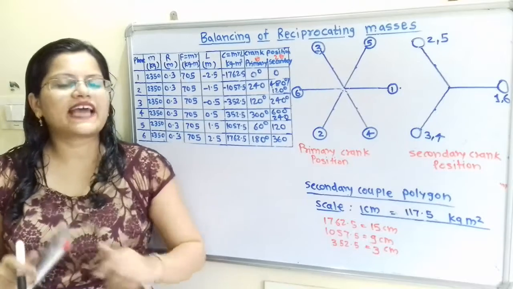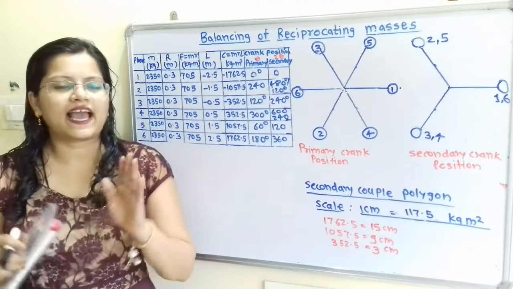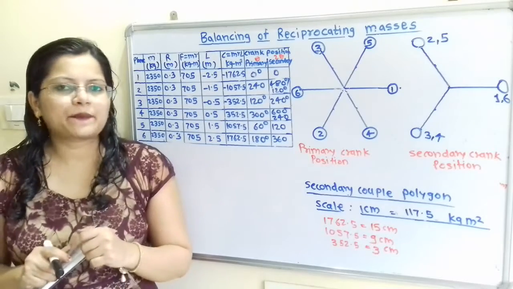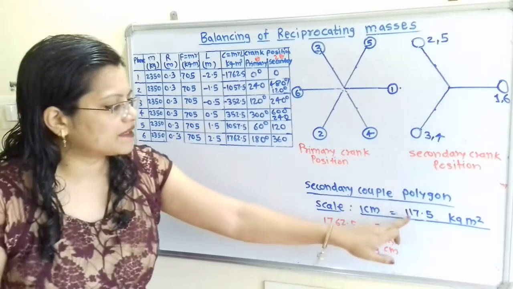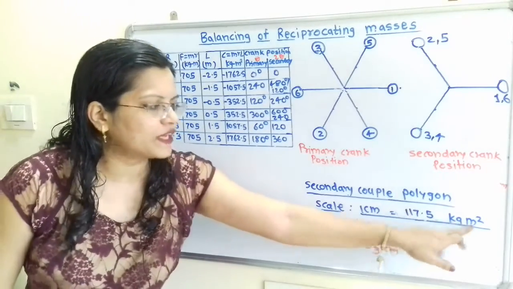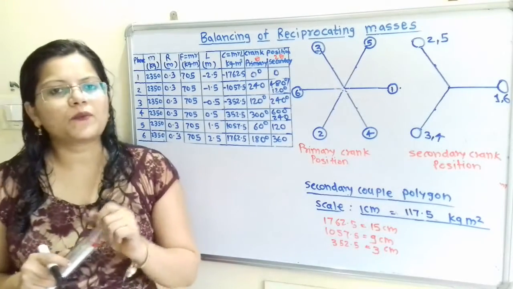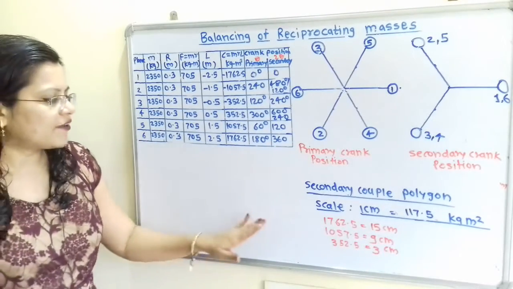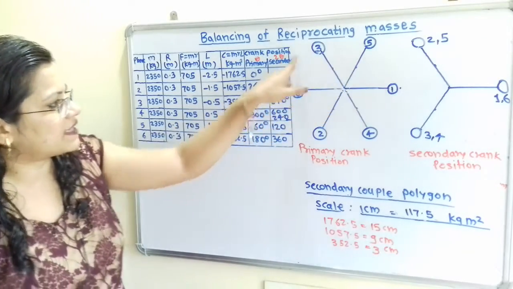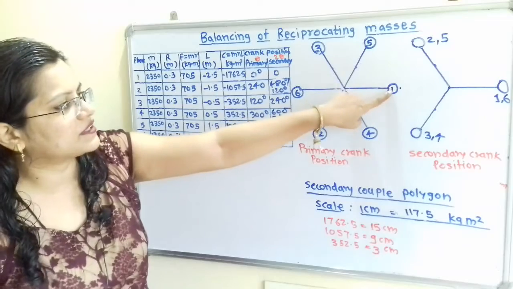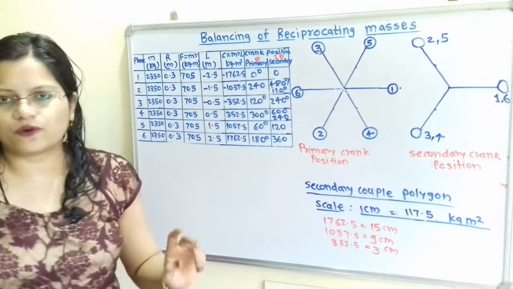Now we will draw the diagram for the secondary couple polygon with the same scale as we have used in the primary couple polygon. So we have to take the scale 1 centimeter is equal to 117.5 kilogram meter square. Here we have to note down one important point, that is the sequence. While drawing the couple polygon, we have to take it in the anti-clockwise direction, that is 1, then 5, 3, 6, 2 and 4.